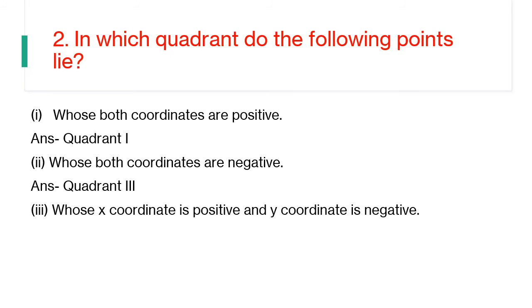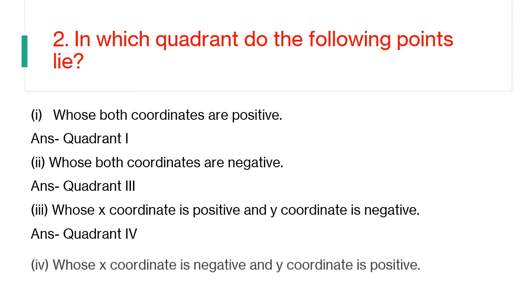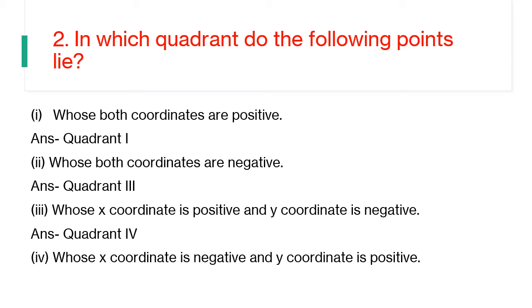When x coordinate is positive and y is negative, so y is negative, that means it will be the fourth quadrant children. Yes, and the next one whose x coordinate is negative and y coordinate is positive, so this will be undoubtedly quadrant 2. Okay, now let us move towards the last question.